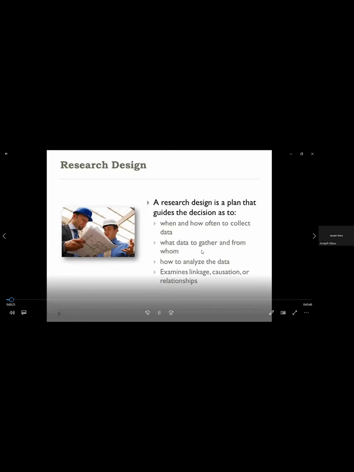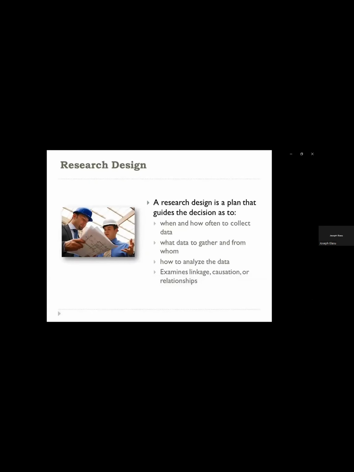A research design does 3 things. It says when and how often data is collected, what data needs to be gathered and from whom, and how to analyze the data. In this tutorial, we're going to talk about several different quantitative research designs. We're going to discuss when they're used and why they should be chosen. And ultimately, the purpose of this tutorial is to help you identify the most appropriate research design for your research study and to help you justify why it's the best choice.